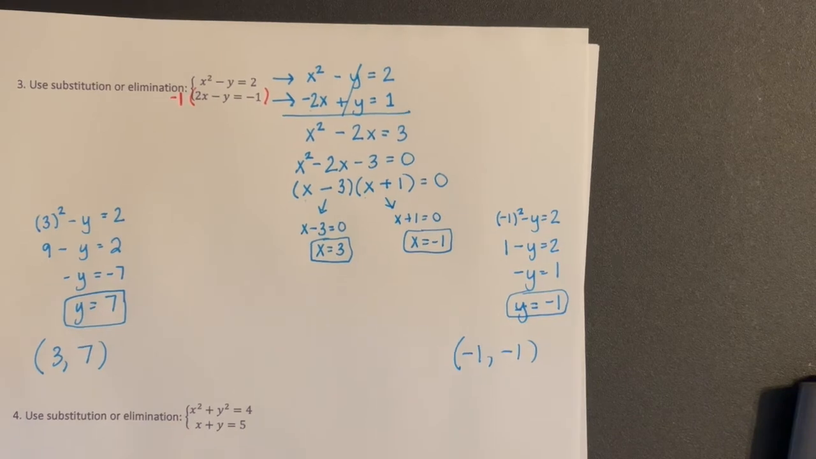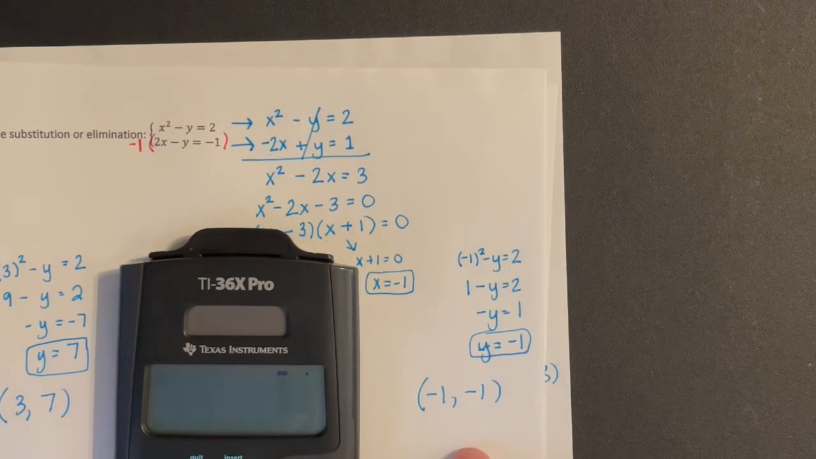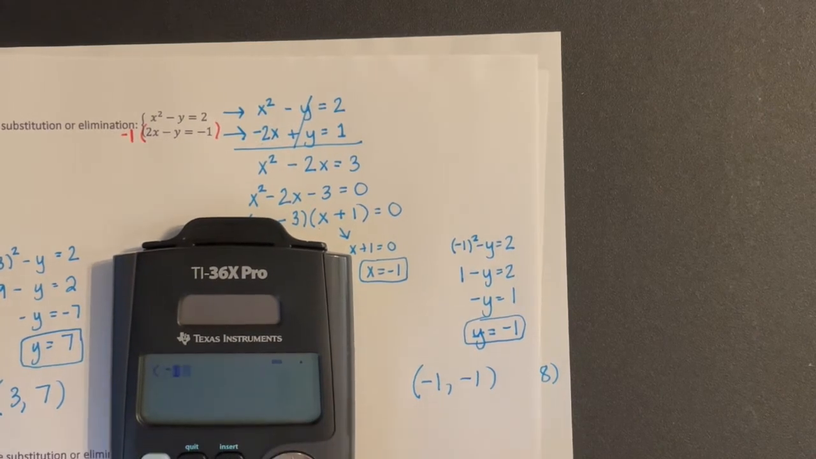If you had plugged those into your original equation, just to double check it, 3 squared minus y, which is 7, should equal 2, and it does. 2 times 3 minus 7 still equals -1. So we know that point works. We can try (-1, -1). Just put it in parentheses. So -1 squared minus -1 does give me 2. And 2 times -1 minus -1 is -1. So that does work out.